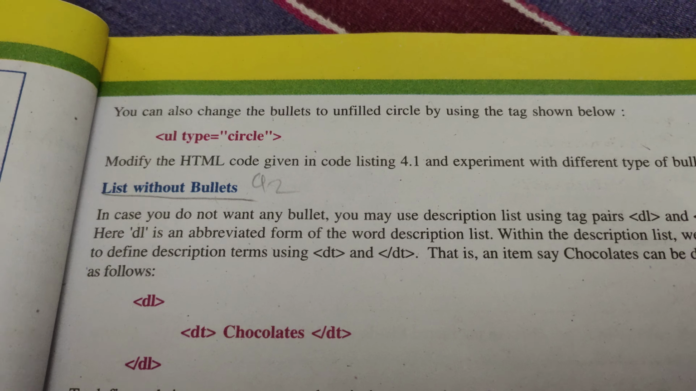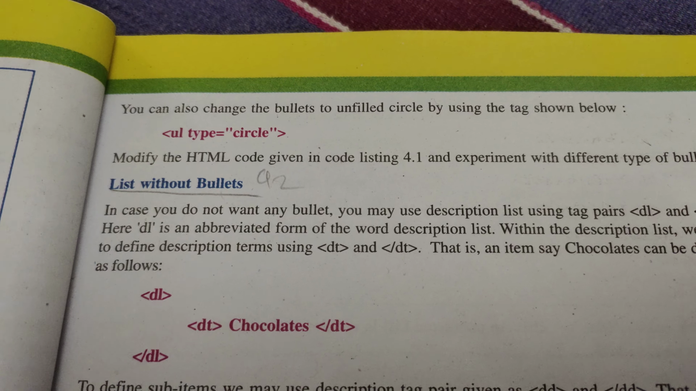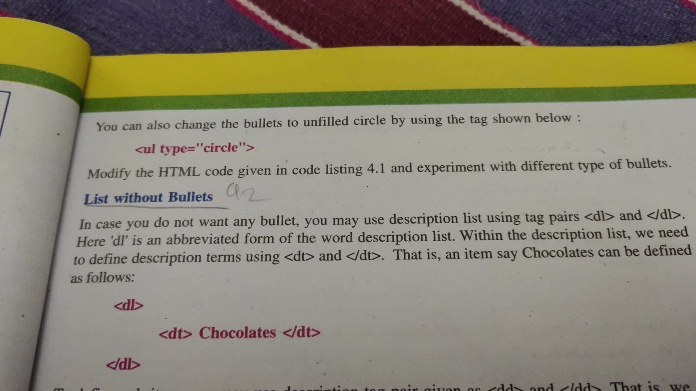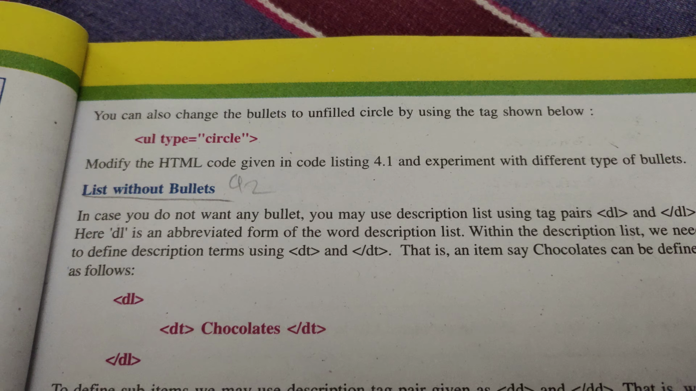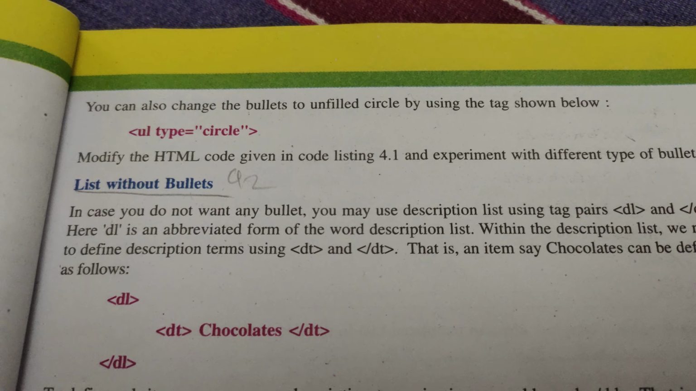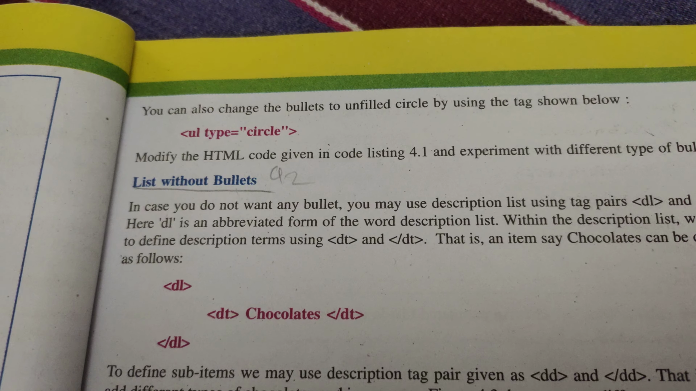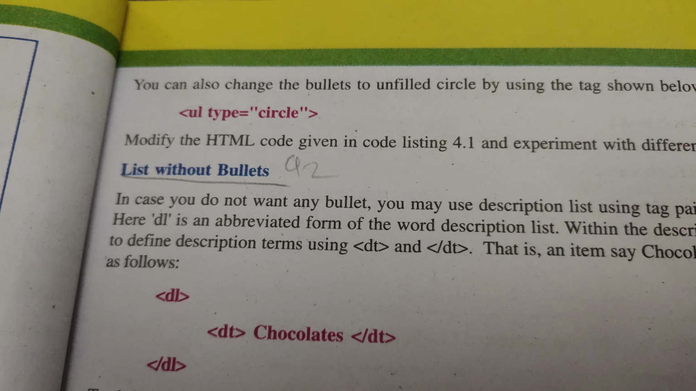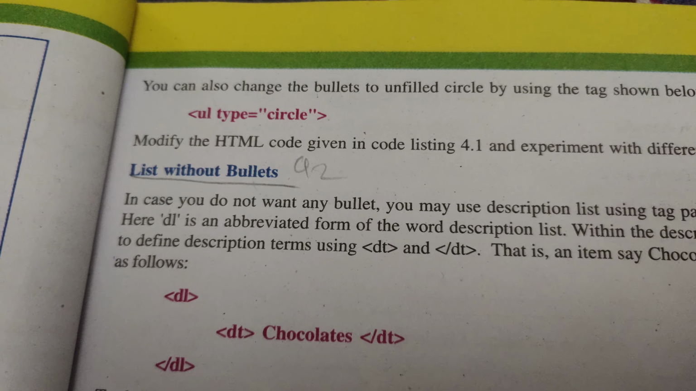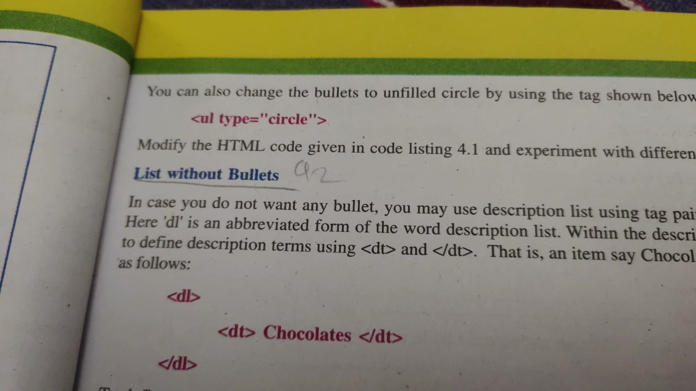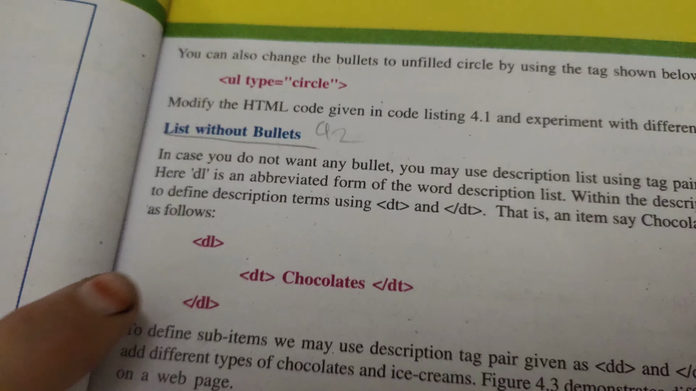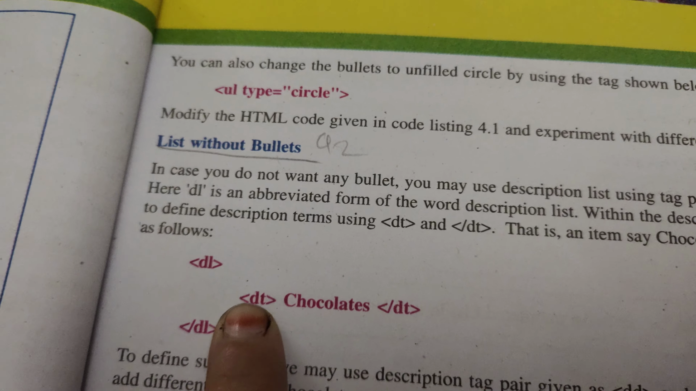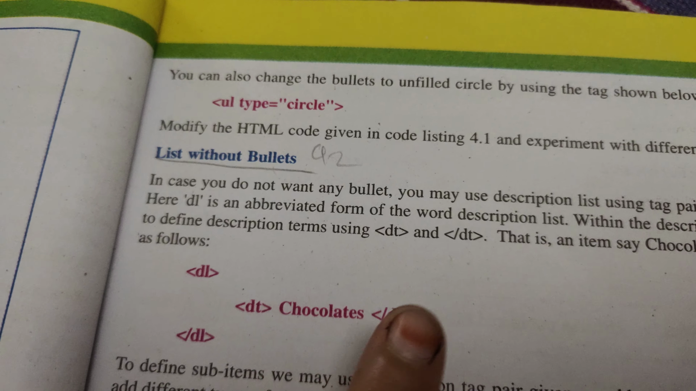DL is an abbreviated form of the words description list. Within the description list, we need to define description terms using DL and DT. These two terms are used, DL and DT. DL is for not using bullets and DT for not using bullets on the items. Understand? DL will be starting, meaning we are not using bullets. Then DT will be items starting, meaning not using bullets on the items.